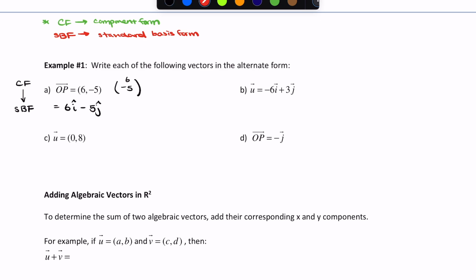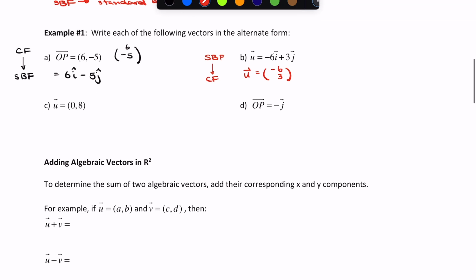If we look at the second one, here we have vector u is equal to negative 6i plus 3j. And so here we're going from standard basis form to component form. And so here we can write it as vector u is equal to -6 and 3. Here, again, we have vector u is equal to 0 and 8. So here we're going from component form again to standard basis form.